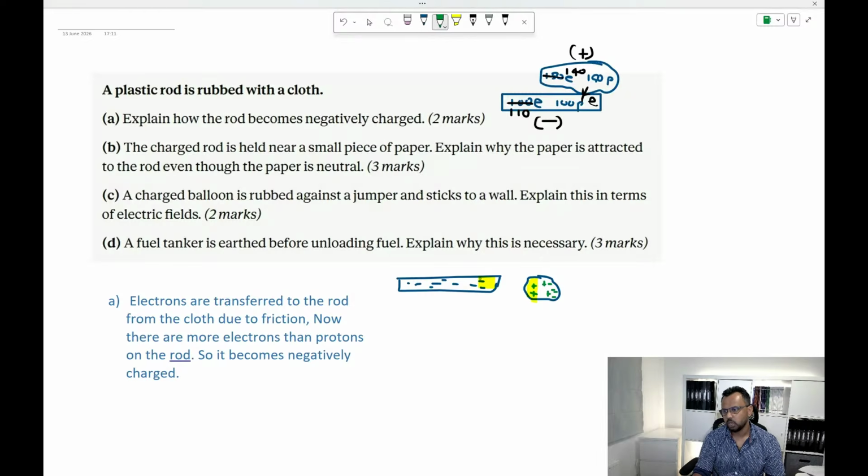So what will happen now? Oppositely charged things attract, so they will attract. Part B. Part C. A charged balloon is rubbed against a jumper and sticks to a wall. Explain this in terms of electric field. So, Tara, part B, you want me to explain it again, I'll do that.